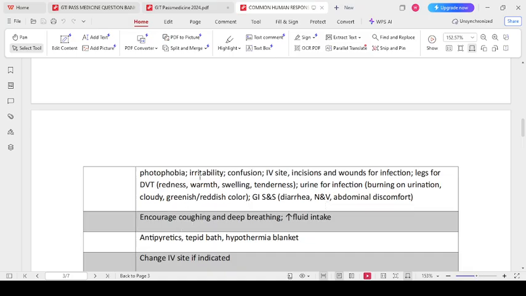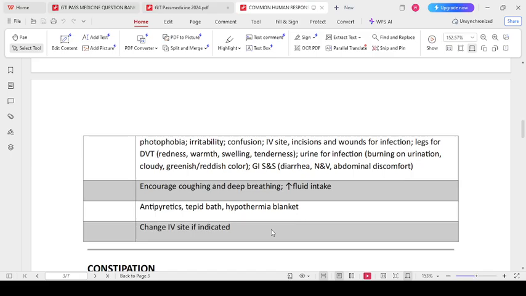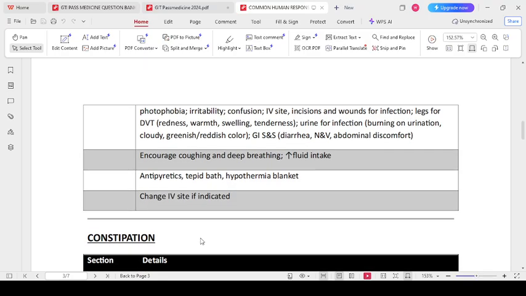Now a nurse, after this history taking, can encourage coughing and deep breathing, and increase fluid intake to reduce the fever. A nurse can give antipyretics, tepid bath, or hypothermia blanket to reduce high grade fever. A nurse can change IV site if it's indicated. This is all about fever.